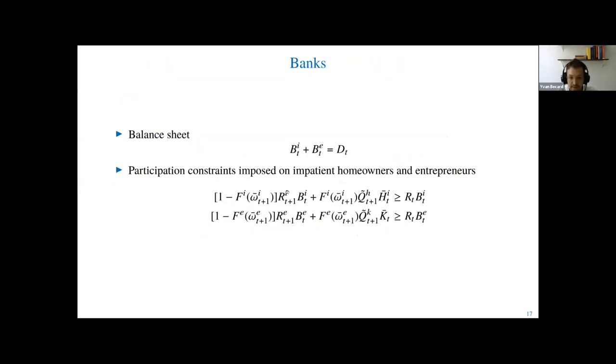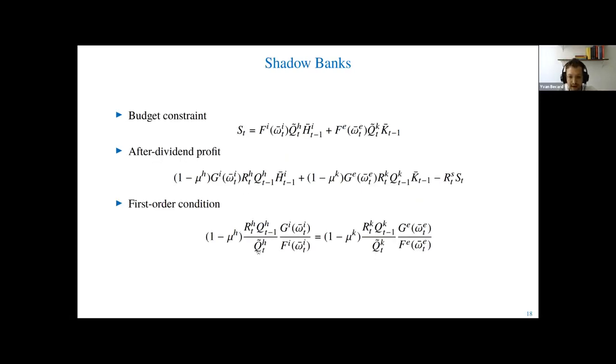And how does that play out? We have banks again, so it's the same constraint. Banks lend to impatient households. This is the share that repays, and this is the share that does not repay. And in that case, the loan is sold to the shadow banks at price Q0. So we have the price of mortgage-backed securities and the price of capital-backed securities, if you want. And the shadow bank's first order condition unifies the price of these two assets.